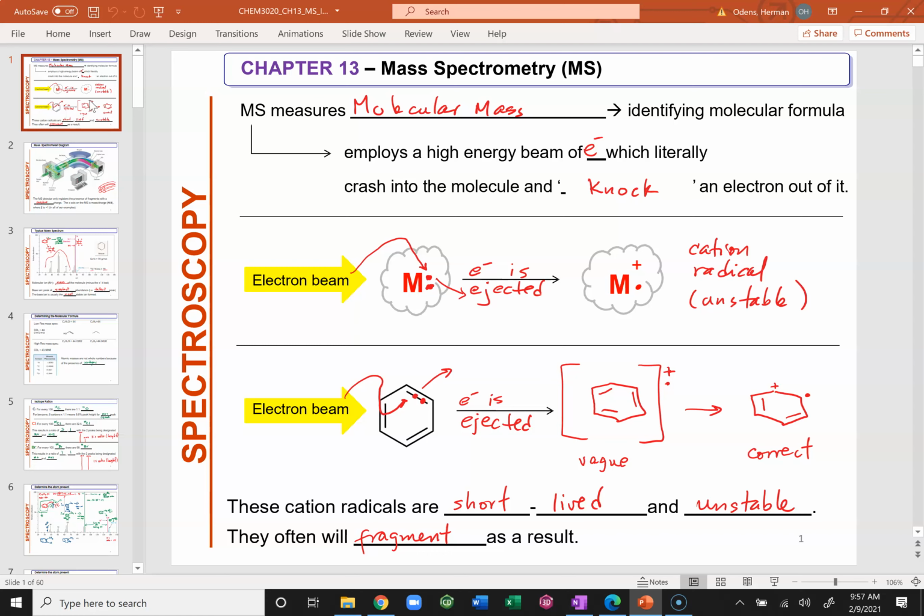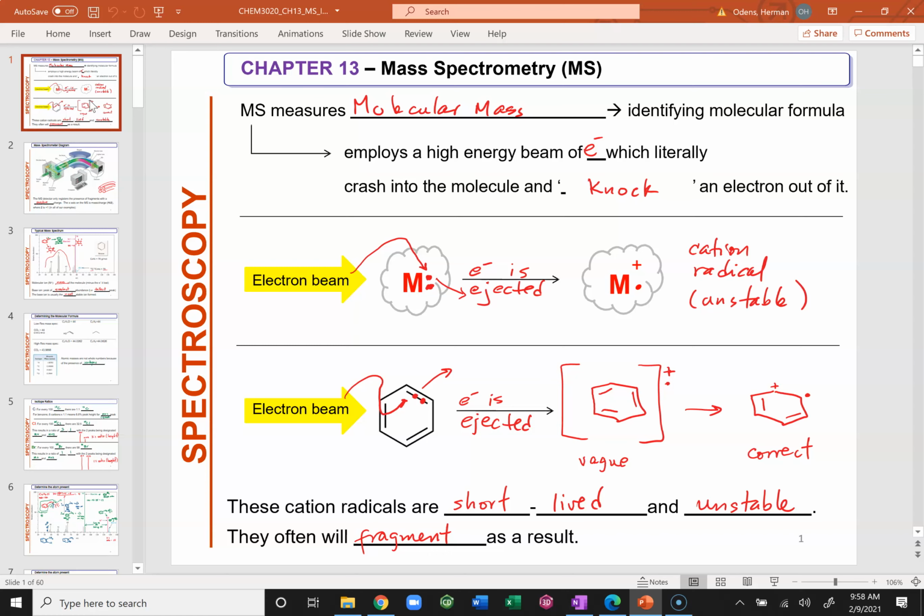When you have a plus and minus, a plus and radical, it's called a radical cation or a cation radical, depending on how you want to read it. And they're short-lived, unstable, and the fragments usually result from these collisions. All right, so you have the non-bondings.